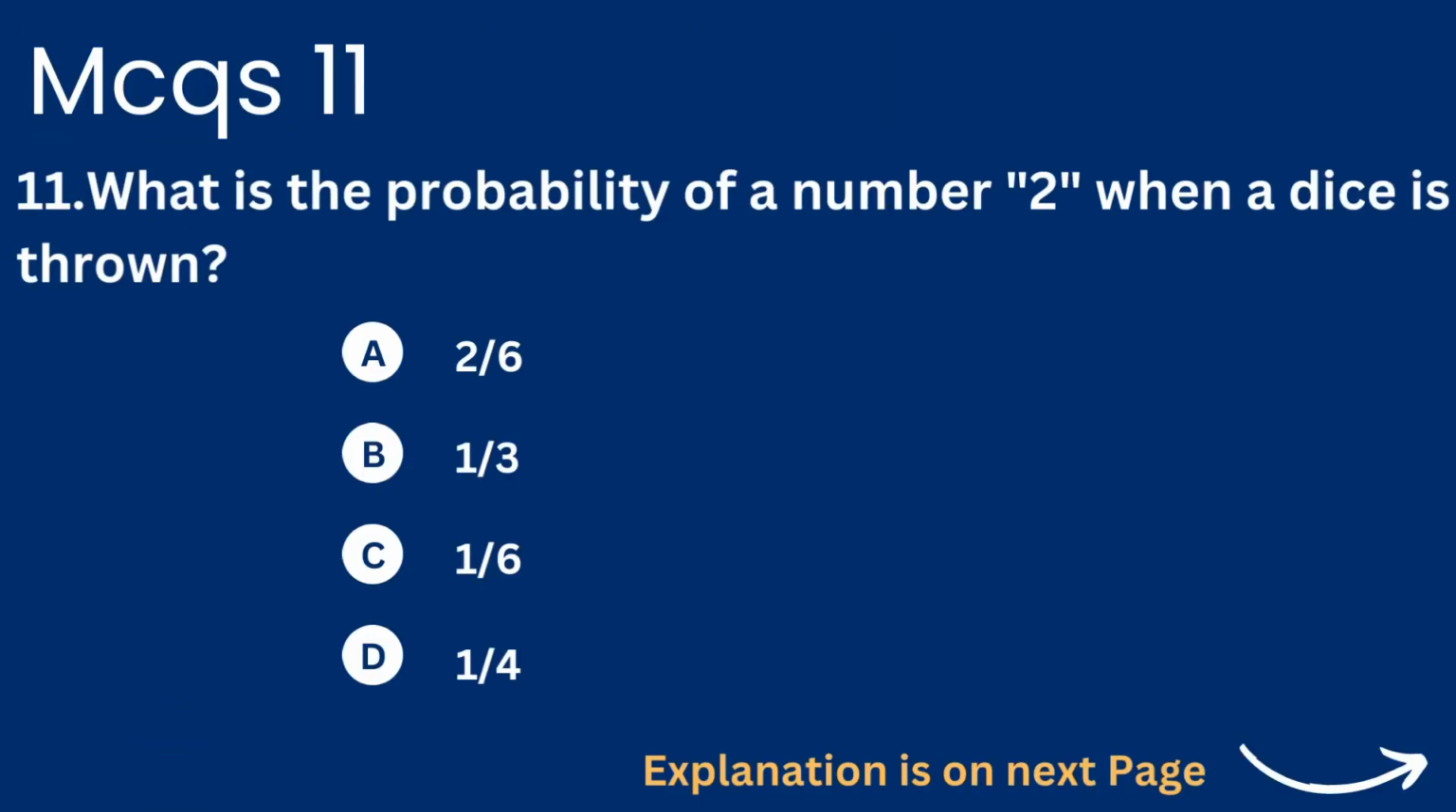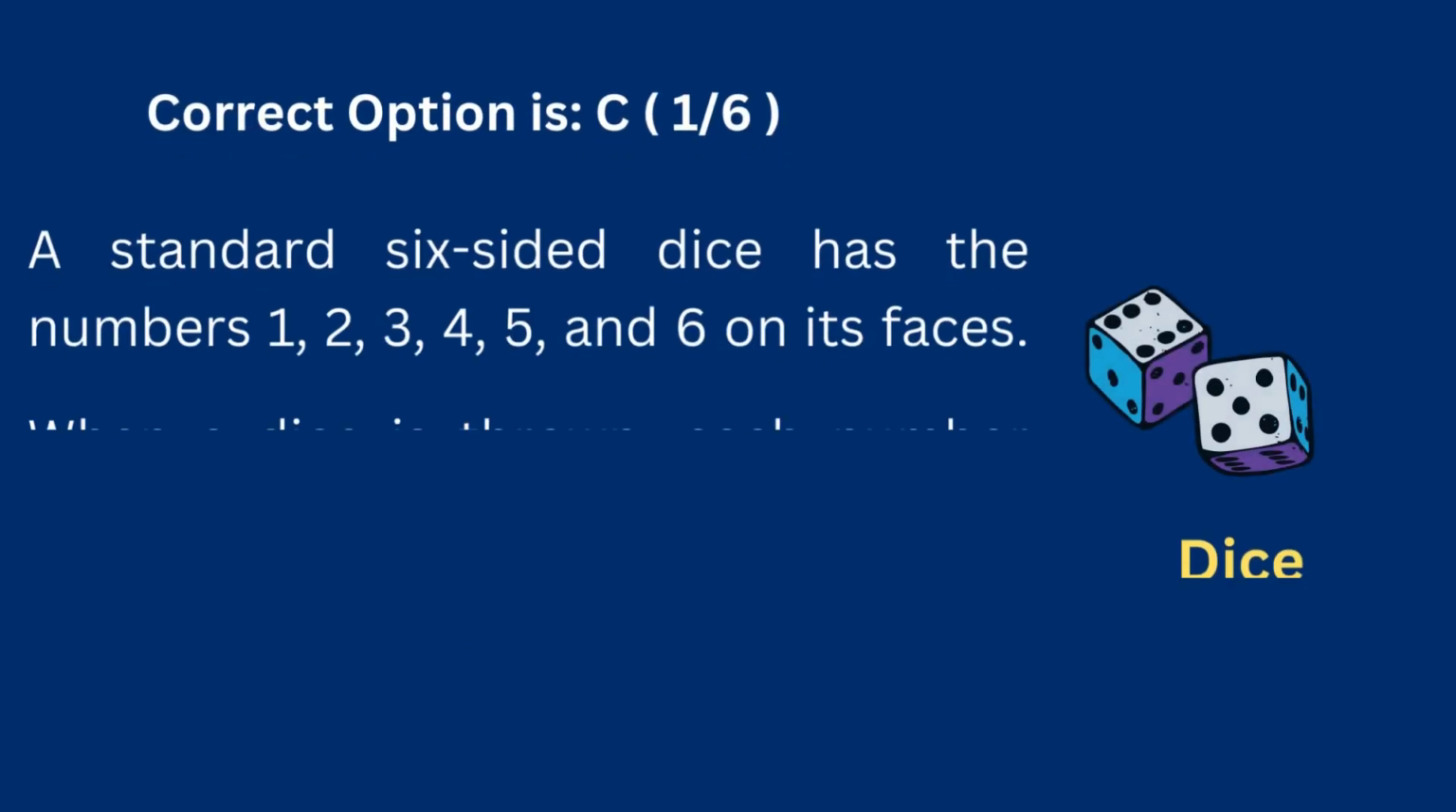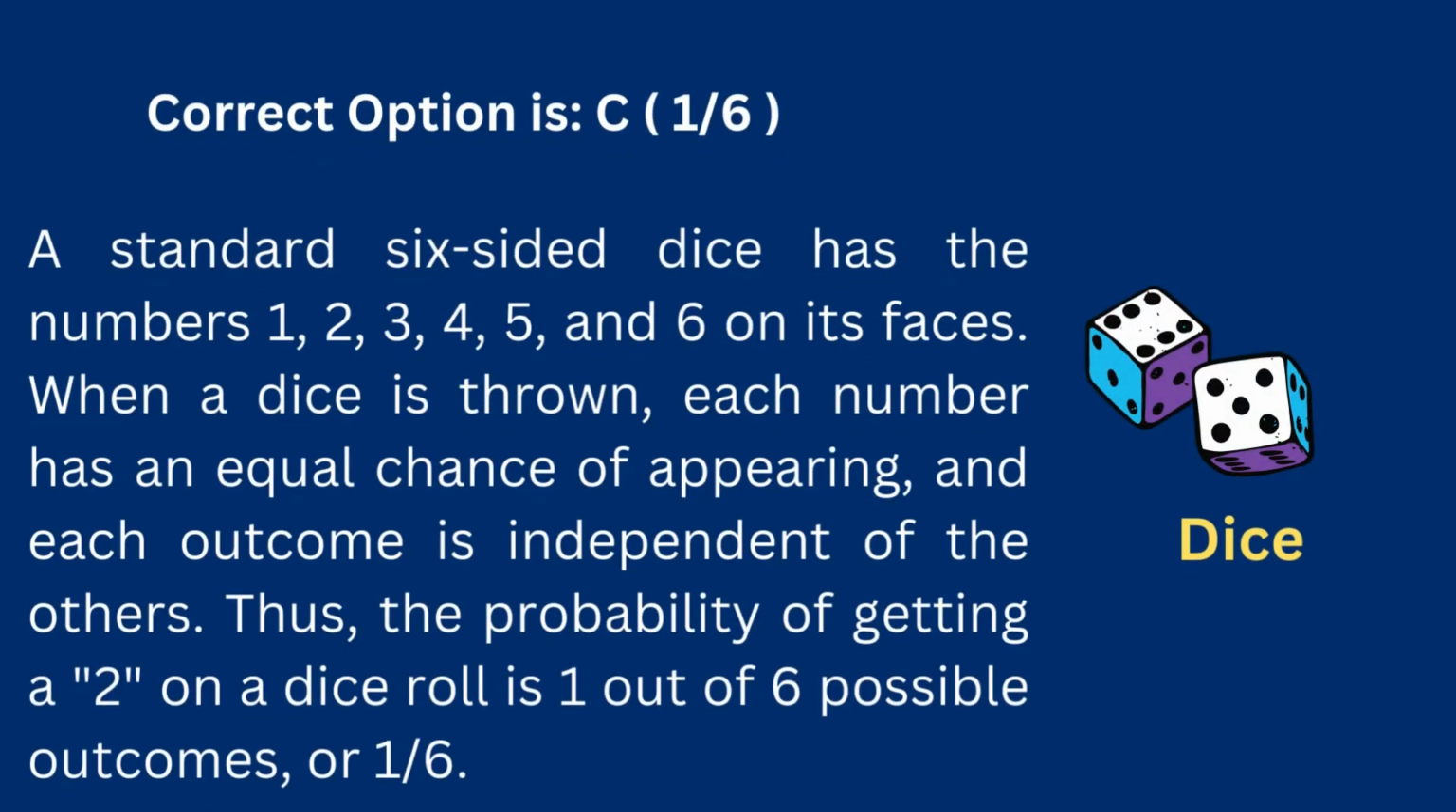Today our first MCQ is, what is the probability of a number 2 when a dice is thrown? So our correct option is option C, 1 by 6, because a standard 6-sided dice has the numbers 1, 2, 3, 4, 5 and 6 on its faces. When a dice is thrown, each number has an equal chance of appearing and each outcome is independent of the others. Thus the probability of getting a 2 on a dice roll is 1 out of 6 possible outcomes, or 1 by 6.